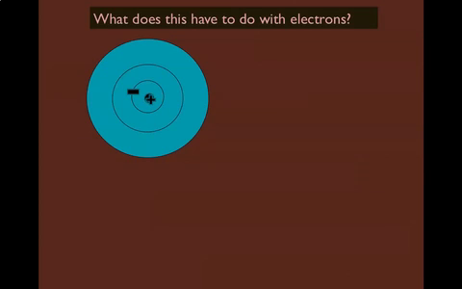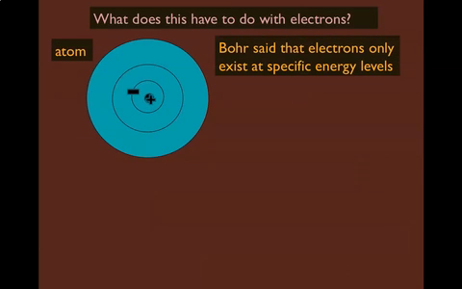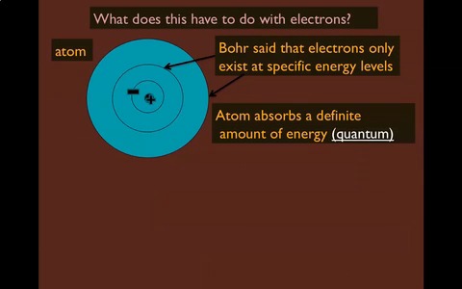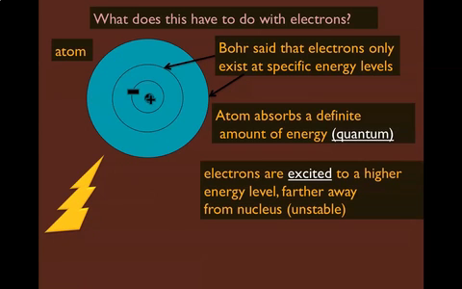So what does this all have to do with electrons? Well, the way they produce light is related to the electrons. So Bohr said that electrons only exist at specific energy levels. So like there's one and there's another one. And that atoms are able to absorb a definite amount of energy called a quantum. Okay, so what happens is that the electrons absorb that energy and they get excited. So they jump to a higher energy level, and a higher would be further away from the nucleus, and so it's going to be less stable. Okay, so it jumps away.